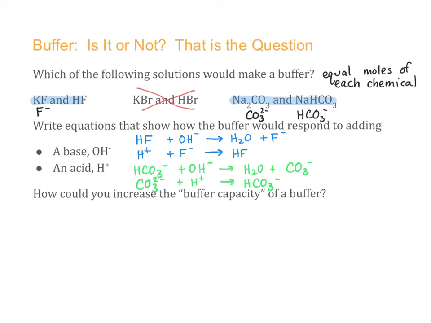The last conclusion from our discussion in that lab: how could you increase the buffer capacity of a buffer? Buffer capacity means how much acid and base it can handle before it gets to a significant change in pH. So the best way to do that is to increase the concentration of the acid and the concentration of the base. The higher concentration you have of each of the chemicals, the longer it's going to resist changes in pH. The more acid and base you can add to it before the pH really starts to change significantly.